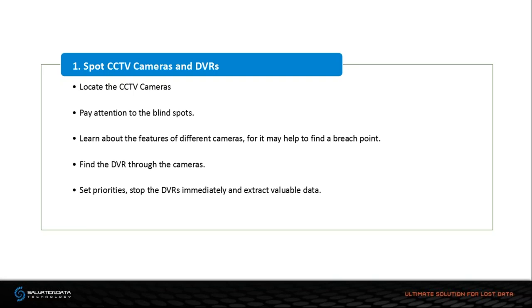In case the crime scene took place at these blind spots, we must locate the cameras watching over the passages leading to these blind spots. It is also important to learn about the features of different cameras because sometimes it may help to find a bridge point. Follow the leads and find the DVR through the cameras. Set priorities if multiple DVRs are found in the crime scene, and pay attention to stopping the DVRs to prevent recording new videos that overwrite valuable surveillance videos. But if you are not able to stop the DVRs, always consider prioritizing extracting data from the DVR system with short recording cycles.